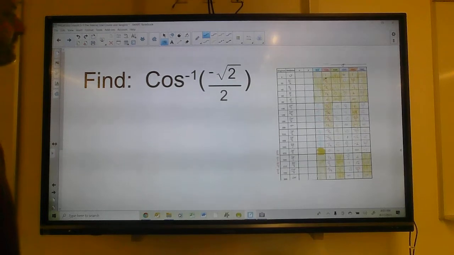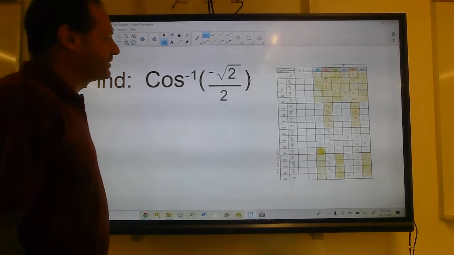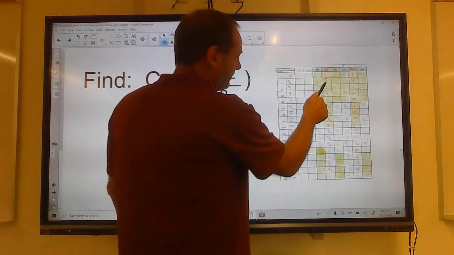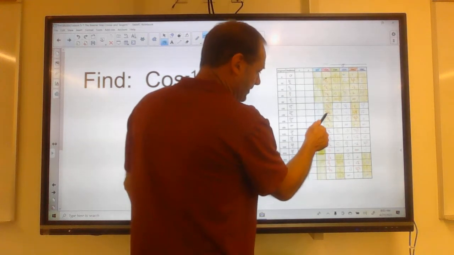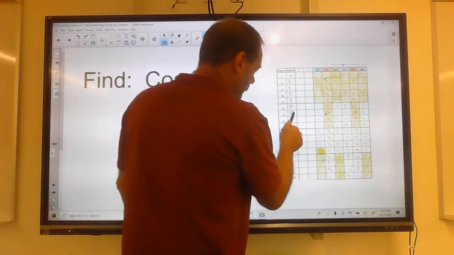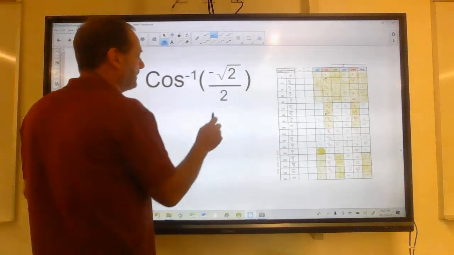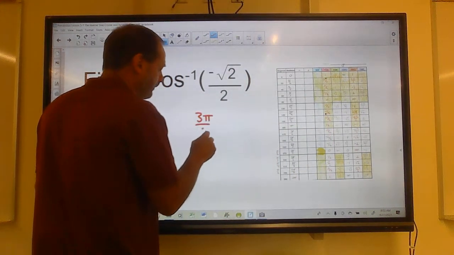So let's arc cosine negative square root of 2 over 2. So I go find negative square root of 2 over 2. There's one here, and there's one here. I can't use this one because it's not in the shaded region. I've got to use this one. So it's going to take me right back here to 3 pi over 4.